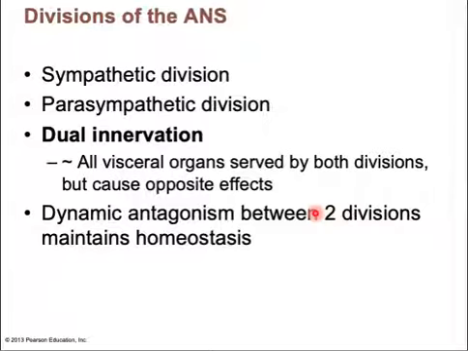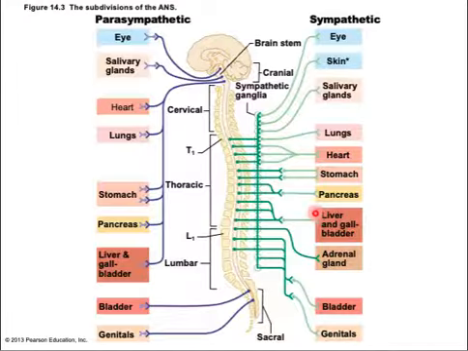And there is one exception to that, which is parasympathetic innervation of the smooth muscle that controls blood flow into the clitoris and the penis, okay? That's really the only exception. All of the other targets are going to have dual innervation, okay? And it's usually dynamic antagonism between the two divisions that determines the state of that particular target.